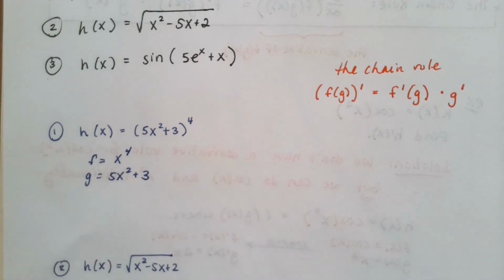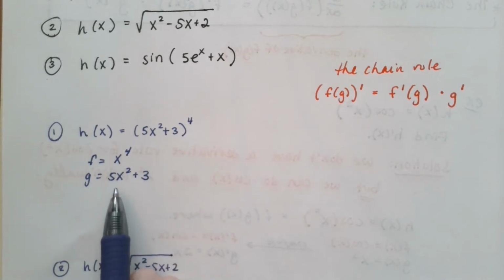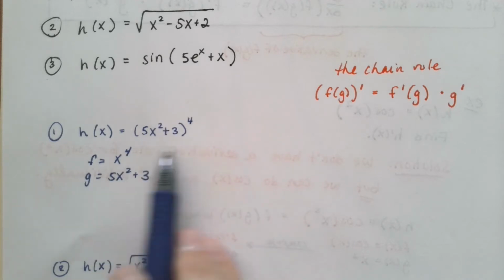Now, the more practice you get with the chain rule, the easier it's going to start to get to pick your f and g. But for now, you want to just kind of try something, right? And if you're not 100% confident in what you've picked for f and g, take a minute on the side and compute f of g of x, and make sure that it really is the function that you started with. Okay, so I've picked my f and g. I know that they work, so f of g is this function here.